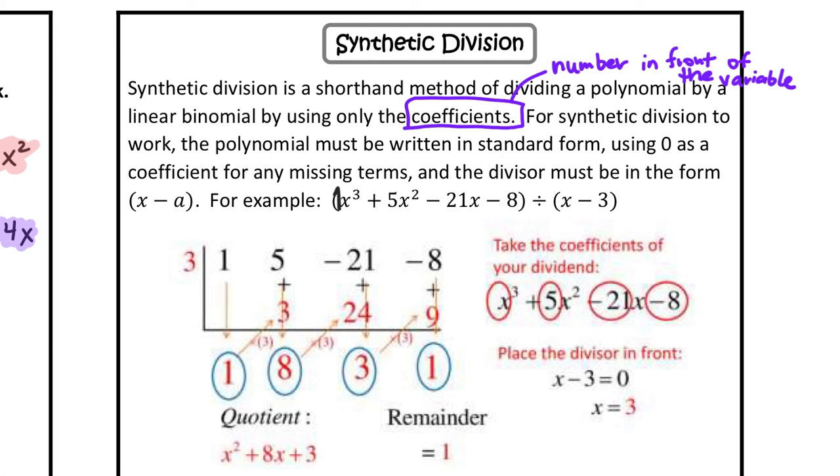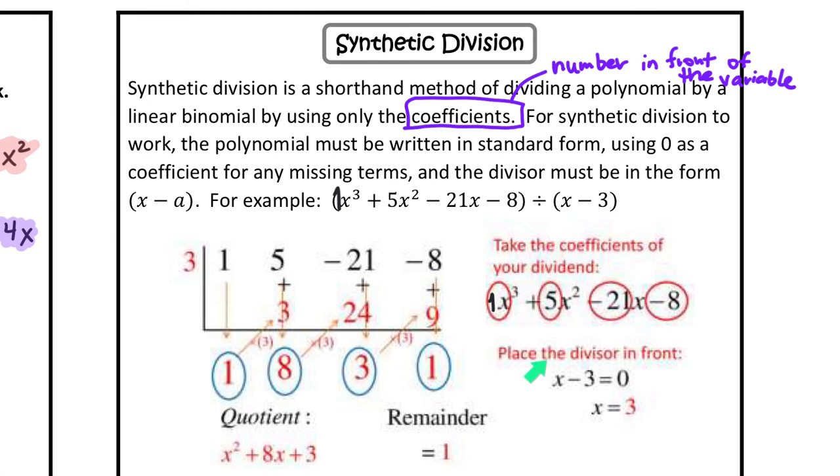Okay, so in this example, I have this expression, and it says take the coefficients of your dividend. The dividend is what you're dividing into. So the coefficient of x to the third, again, if it's not written, there's a 1 here, right? So I have 1, positive 5, negative 21, negative 8. And so we take these coefficients and we write them down. So it's 1, 5, negative 21, negative 8.